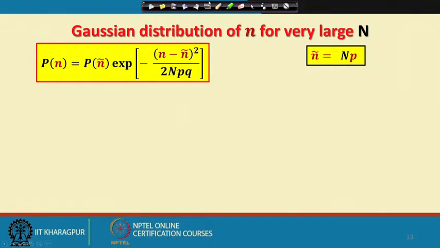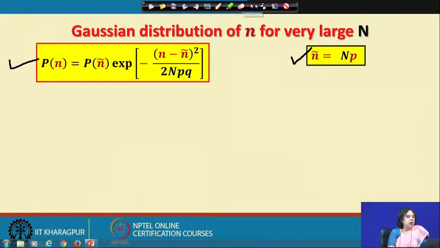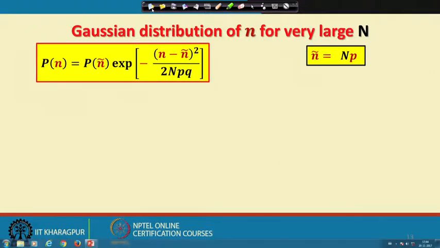And the next question that I ask is, is it possible to find out what this m bar is and what the width of this distribution is? In order to do that, I have this Gaussian distribution which is given by this expression, and I know that the maximum appears at n tilde equal to capital N into P. The next step is to demand that certain properties of the distribution be met, and that is the normalization property.